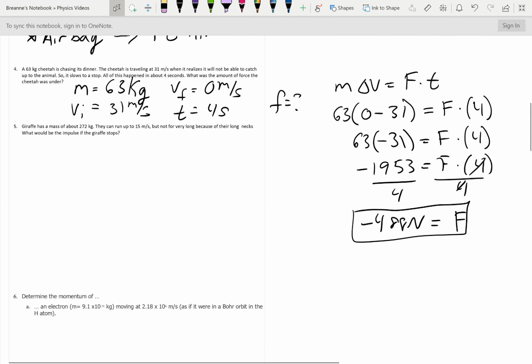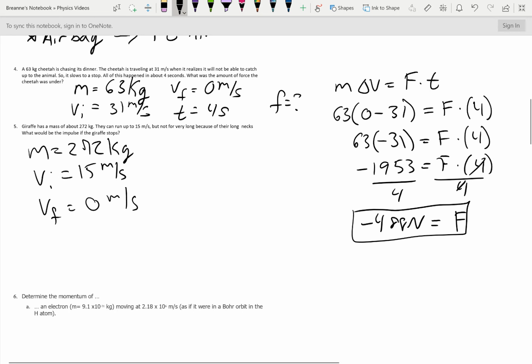A little bit more room here. So a giraffe has a mass of about 272 kilograms. They can run up to 15 meters per second, but not for very long because of their long necks. What would be the impulse if the giraffe stops? So again, we have mass, which is 272 kilograms. We have the initial velocity of 15 meters per second, and we have our final velocity of 0 meters per second. And we're looking for impulse.